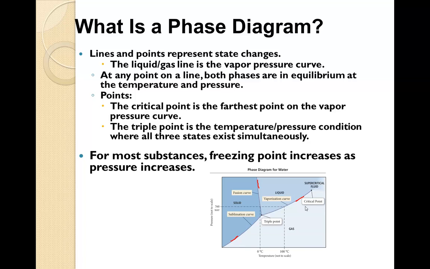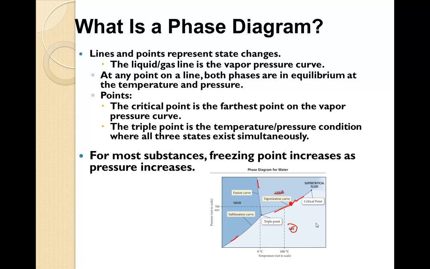The liquid-gas line is the vapor pressure curve. At any point on the line, both phases are in equilibrium at that temperature and pressure. So on this point, you have both the liquid and the gas at the exact same time.